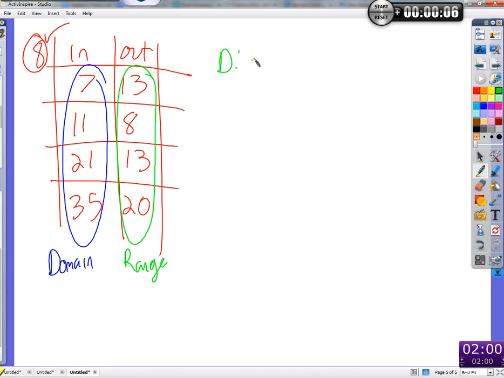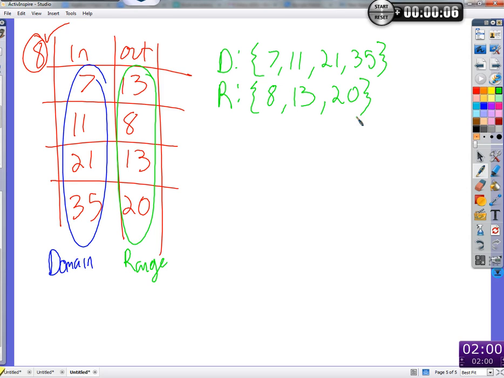Another way we could write the domain is a squiggly bracket, 7, 11, 21, 35, close squiggly bracket. That's the domain. The range, squiggly bracket. We don't even have to write it in the same order. It could be 8, 13. And since 13 is there twice, we don't have to write it twice. We're just saying that 13 is one of the things that comes out of this function. And then we just go to 20. So that's fine. You don't have to write 13 twice when you're trying to write the range. You could if you wanted to, it would just be kind of redundant. When we say the domain, we're saying, here's all the things that can go into the function. And when we say the range, we're saying, here's all the things that can come out of the function.